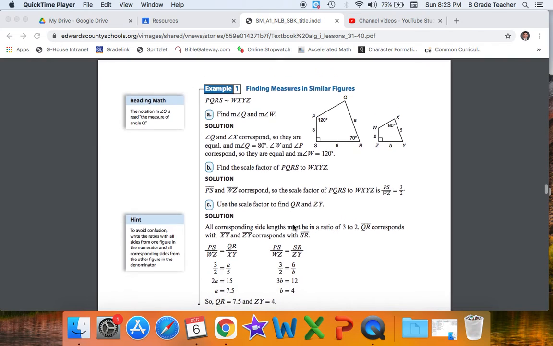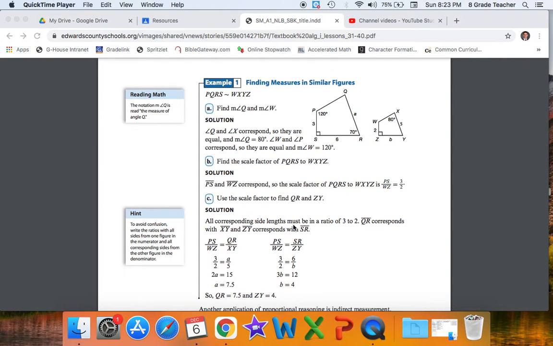In example 1, we're going to apply what we just discussed. Finding measures in similar figures. You've got PQRS is similar to WXYZ. These two shapes are similar. You can tell that all of the angles then are congruent, meaning they're the exact same degree measurement, but the sides are different lengths because one's larger than the other.